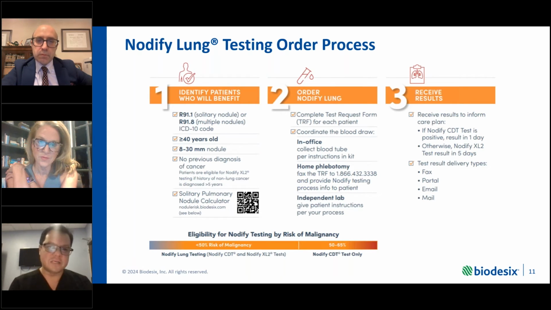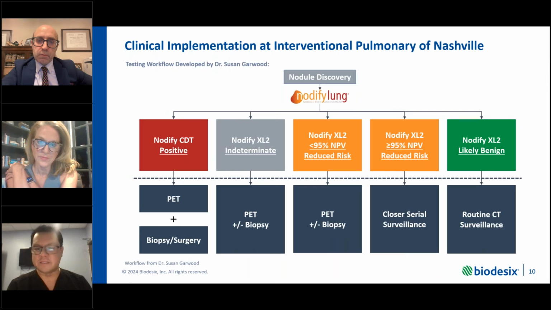But if, for example, the test shows an indeterminate or CDT positive result, or a reduced risk that's less than 95%, we will call them back and have that discussion with a new risk based on Nodify, and then typically push them up depending on whether the patient wants to go for biopsy or start with a PET. That's the way I use it for my surveillance patients.